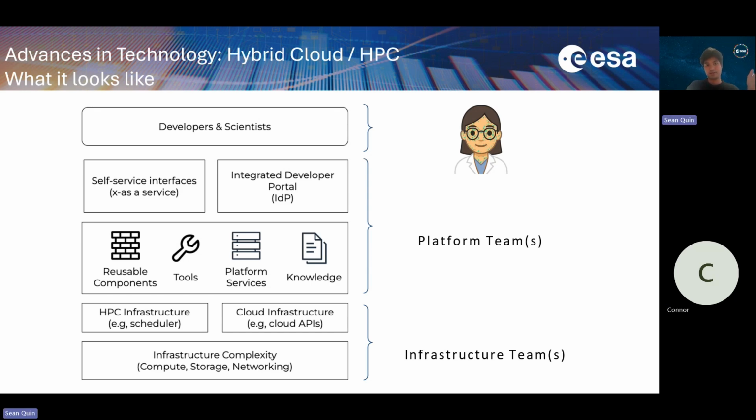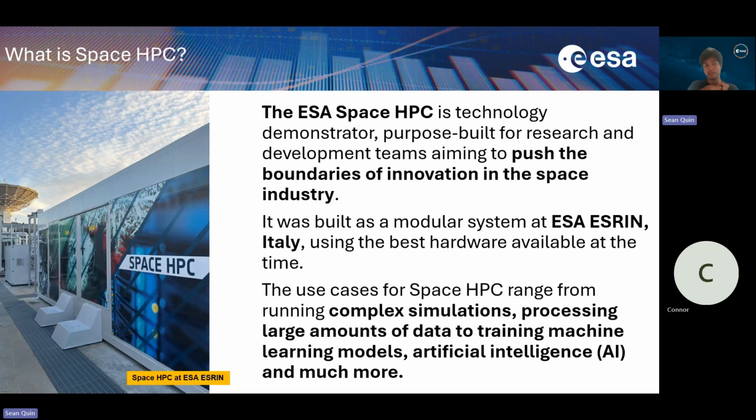Now, in terms of what we have here at ESA, we have the Space HPC system, which is a technology demonstrator purposed for research and development teams that focus on the exploration or the improvement of the European space industry. It was built as a modular system in ESA ESRIN in Italy, using what at the time was essentially the best hardware available.